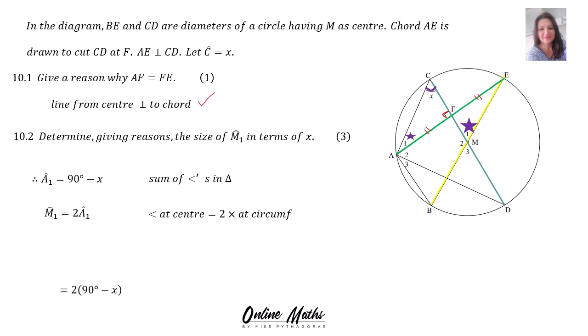And then we can just do a calculation. In A1's place, we substitute 90 degrees minus X, and then we're going to use the distributive property and multiply in the two, and therefore M1 is 180 degrees minus 2x. Where's the marks? Statement, reason, final answer.